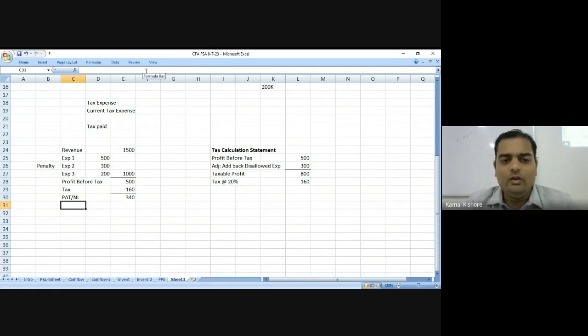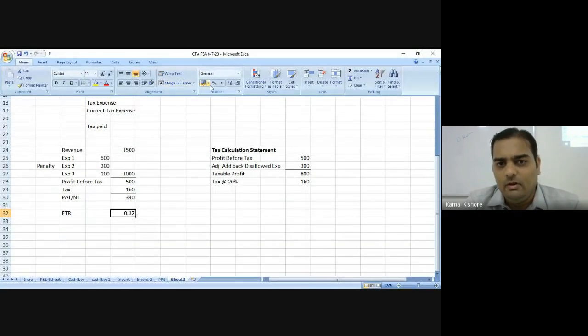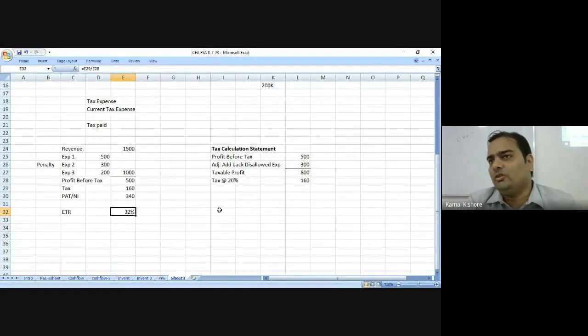Now look at this. What is the rate at which I am paying tax? What is my profit before tax? How much tax I am paying? Then what percentage is that? 32%. That is called ETR. What is ETR? Tax divided by profit before tax. Effective tax rate. My effective tax rate is 32%. Even though the statutory rate is 20%, I am paying tax at 32%. Understand how you have arrived at ETR? ETR is tax divided by PBT.